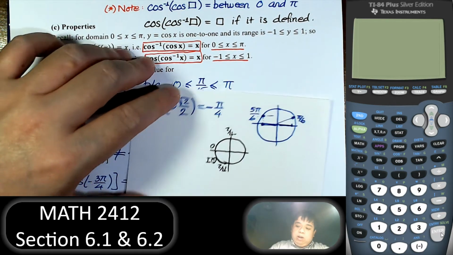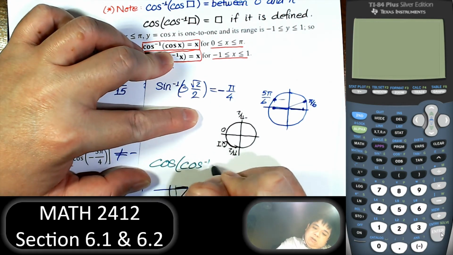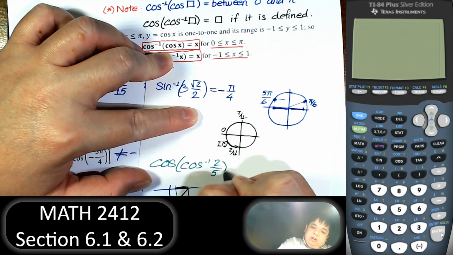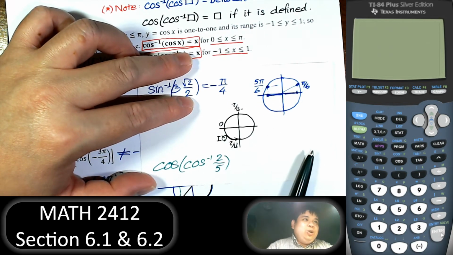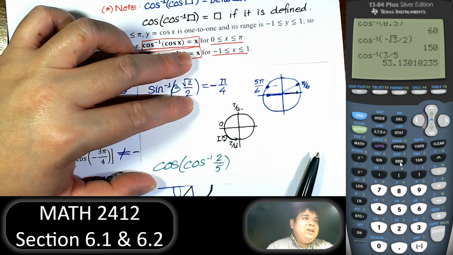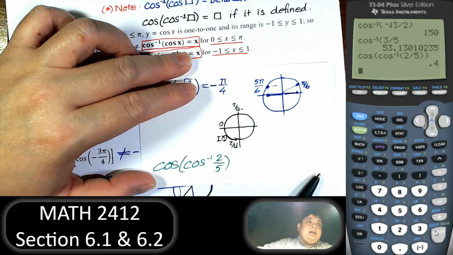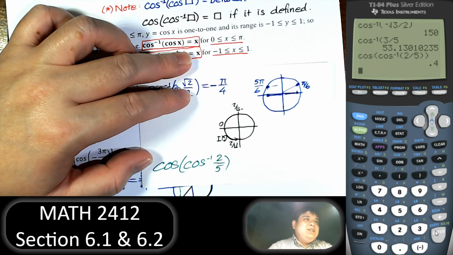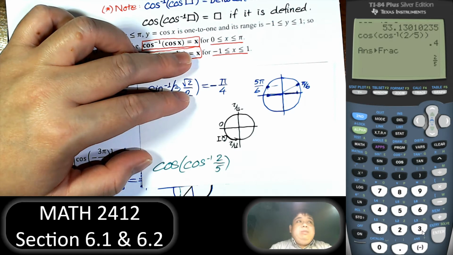If we have the cosine of the cosine inverse, just determine if it is defined or not. So for example, if I ask you what is cosine of the cosine inverse of 2/5, well, if it is defined, then that will cancel out. You see, that's 2/5, right? Yeah, so we'll cancel if it is defined.